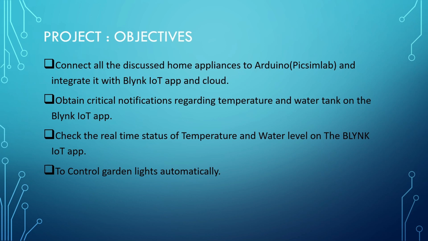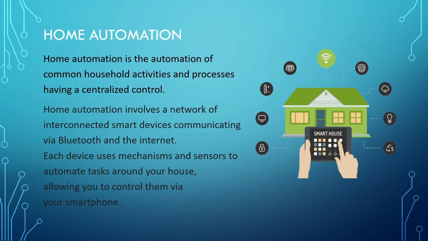To check real-time status of temperature and water level on Blink IoT app. To control garden lights automatically. Now let us see what is home automation.